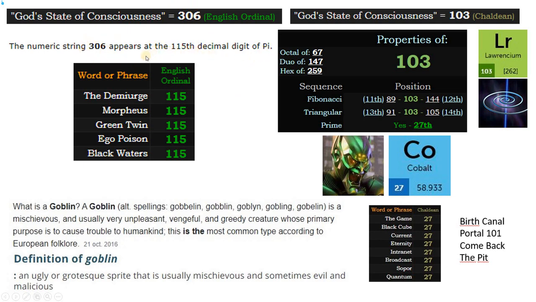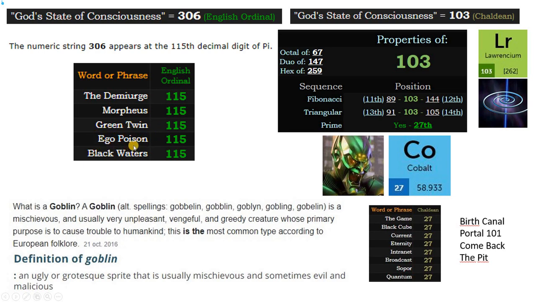In English ordinal, we have the words the demiurge, Morpheus, green twin, ego poison, and black waters. So we can see that the demiurge is running this matrix. We have Morpheus, that is a confirmation that it is the god of sleep. Green twin is the green goblin I always speak about. And ego poison is very interesting.